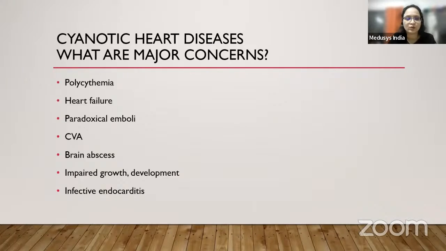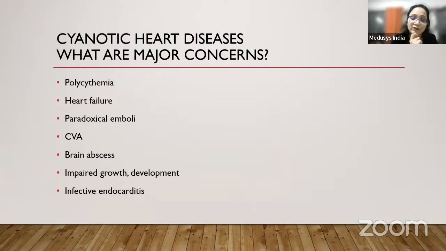You have mentioned most of them. So polycythemia, why will they have polycythemia? Because these patients have cyanosis, the body physiologically tries to compensate for decreased saturation. So the body increases the hemoglobin content and the hematocrit. It is a compensatory mechanism for hypoxemia. You are perfectly right. Heart failure and then paradoxical embolism.